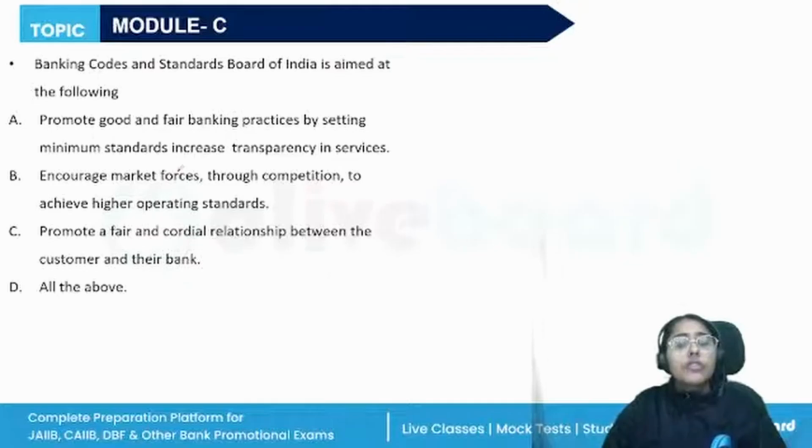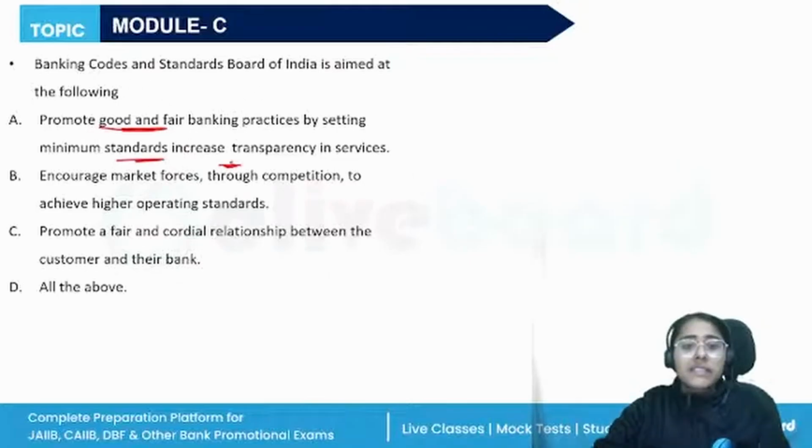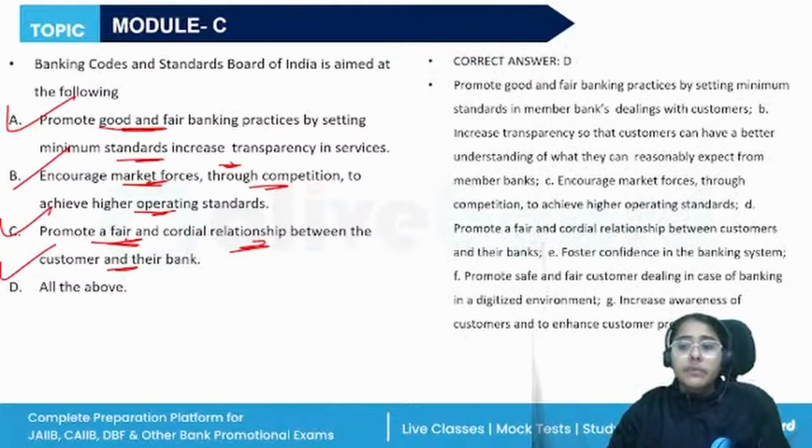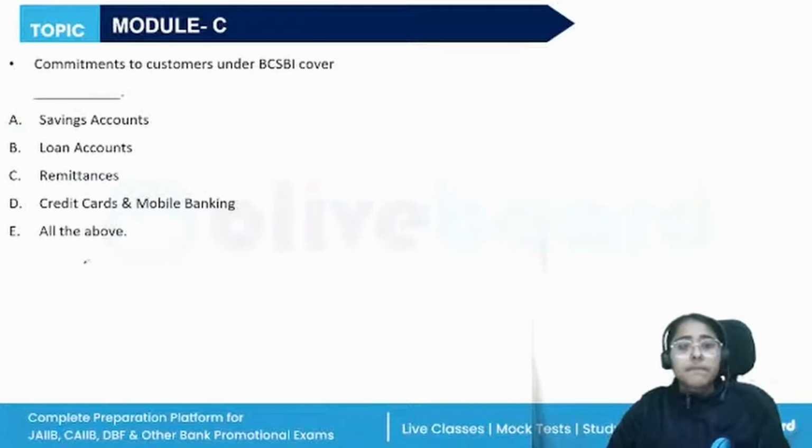Then the Banking Codes and Standard Board of India is aimed at. What is the objective of BCSBI? Promote good and fair practices by setting minimum standards, correct. Encourage market forces through competition to achieve higher operational standards is also correct. Promote a fair and cordial relationship. So all of the above. Increasing awareness, promoting safe and fair customer dealing, fostering confidence, promoting fair and cordial relationship, market forces, increasing transparency. So the correct answer will be D. All of the above are the objectives.